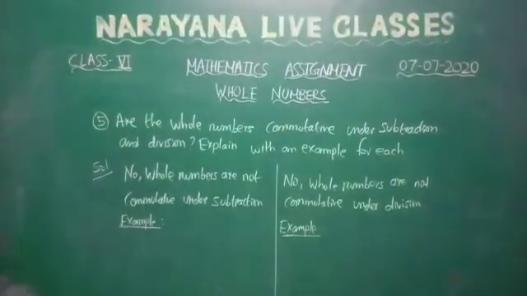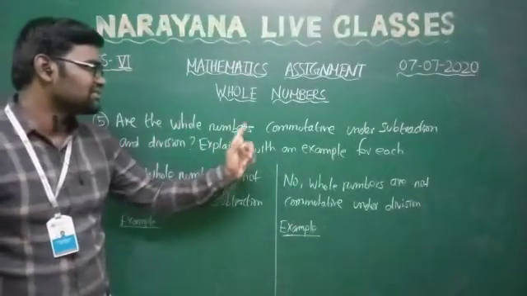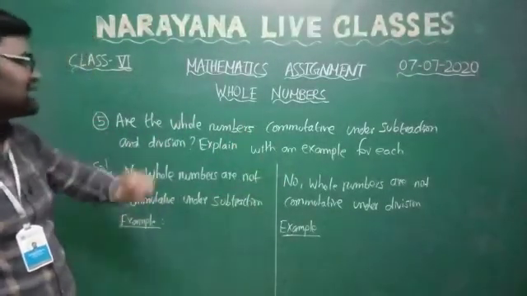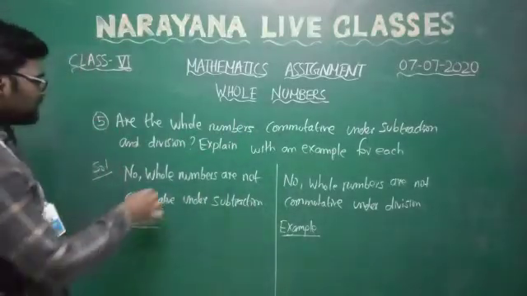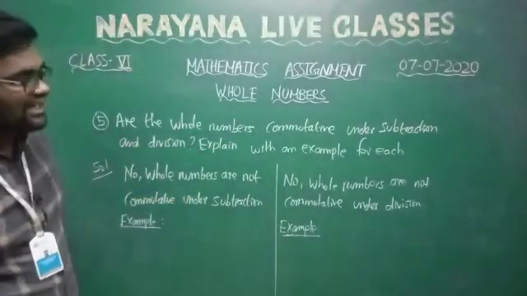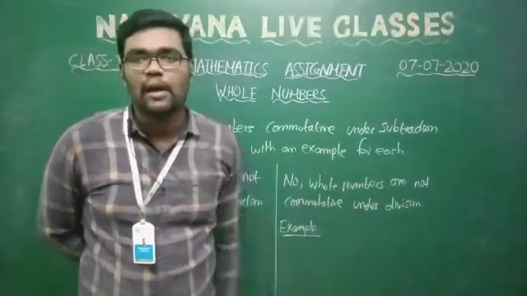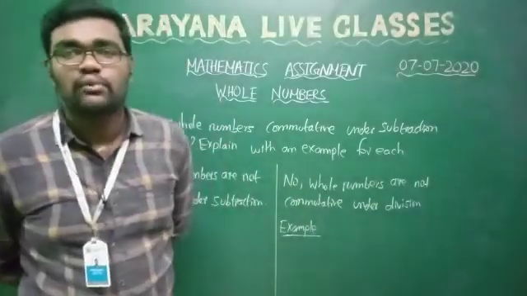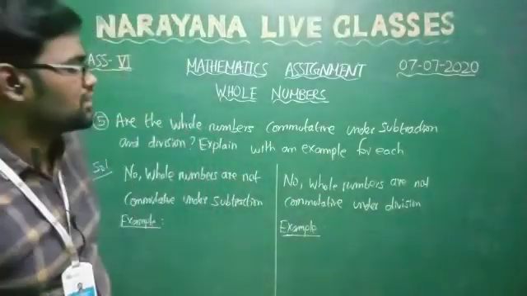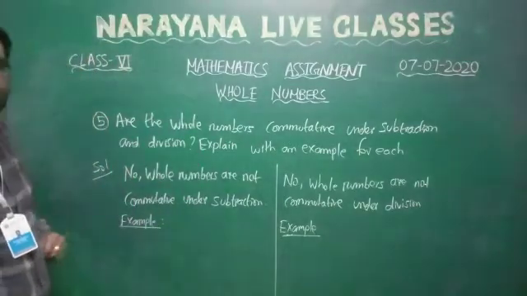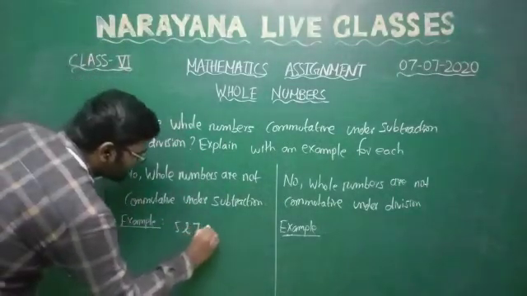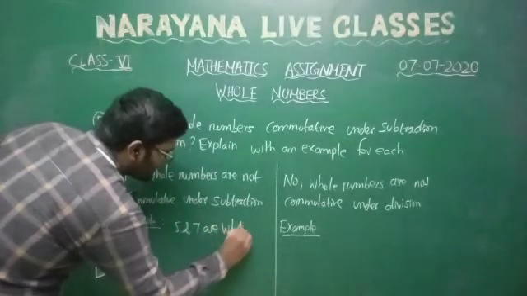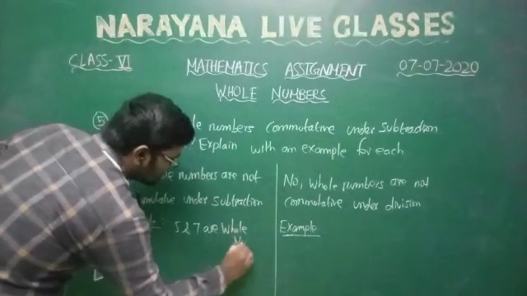Now we discuss the solution for the fifth problem. Do whole numbers satisfy the commutative property under division and subtraction or not? Okay, we should check. No, the whole numbers are not commutative under subtraction, and it is also not commutative under division. Both are not commutative. So we have to prove with an example. Instead of 3 and 4, we will take 5 and 7, which are whole numbers.